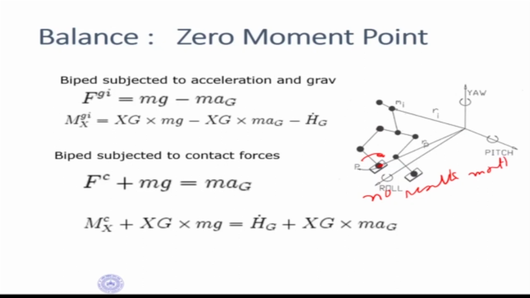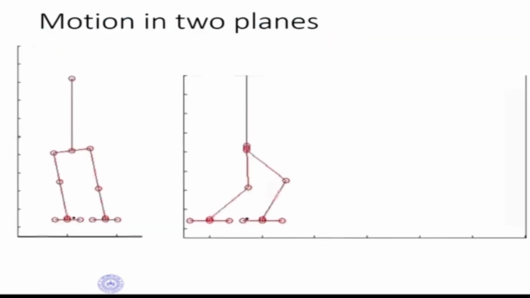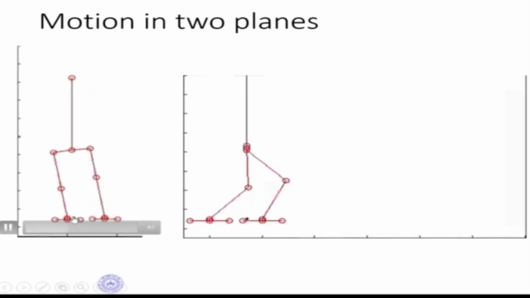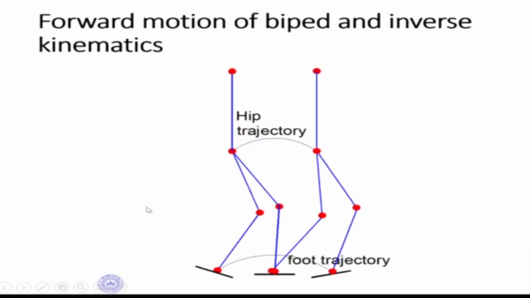And how does the robot ensure that? It bends on one side. When we walk, we bend on one side. That is essentially ensuring that this point, called the zero moment point, is inside the foot. So we don't fall. Now that is the constraint.